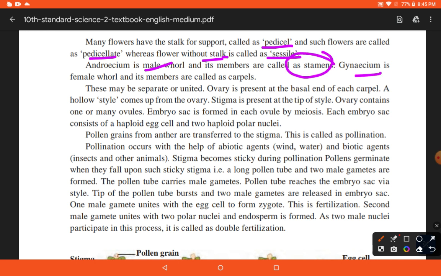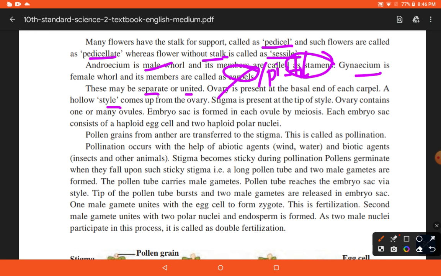And the gynoecium unit is carpel or pistil, right? Pistil also. It is carpel or pistil. Now they may be separate or united. I told you that at the end of each carpel, ovary is there, and thalamus surrounds it, right? And what was the membrane which was surrounding the ovary? Integument. A hollow style is there, a style comes up, right? Stigma is the tip of that.